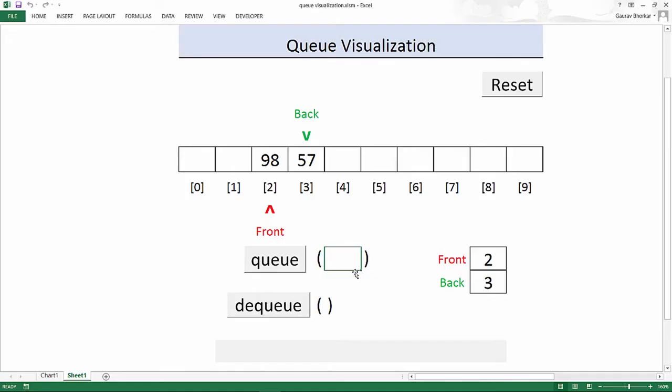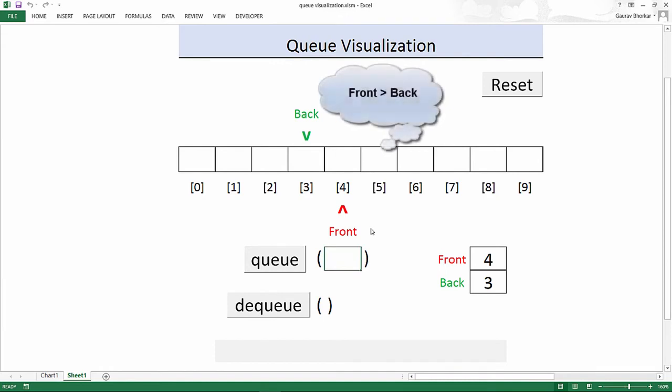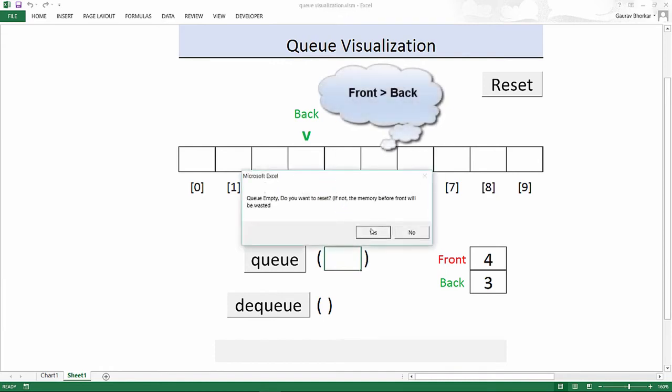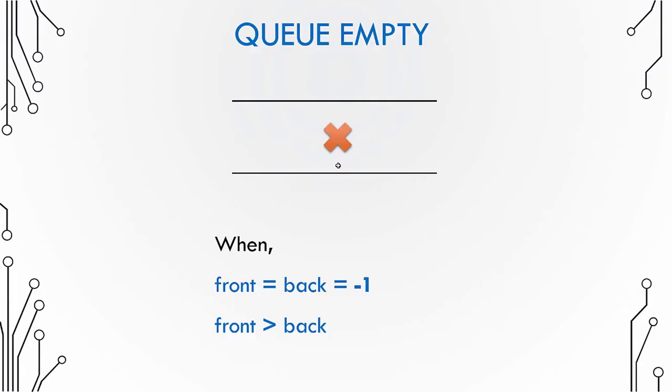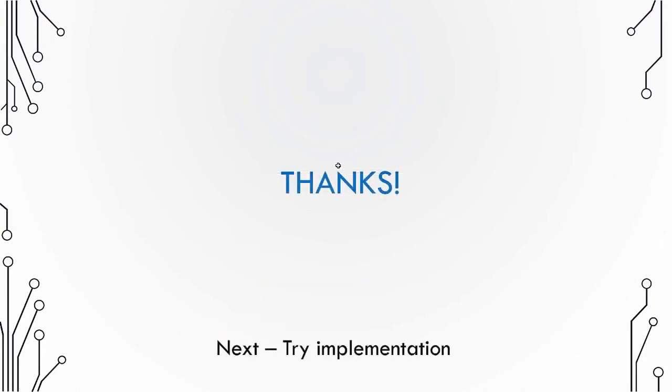Now let us visualize this. So now we have just 2 elements in the queue. Let us dequeue all of them. At this point, there is only one element in the queue. So now if I dequeue this element, it will first remove the value, and as expected, it will then increment the front pointer, right? At this point of time, there is nothing in the queue. That is why it says that the queue is empty and you should either reset it or enqueue more elements. Now if I press dequeue again, it will say that the queue is empty. So those were the two conditions for a queue being empty. So that's it from my side. Next, I would suggest you to try implementing this queue in a programming language.